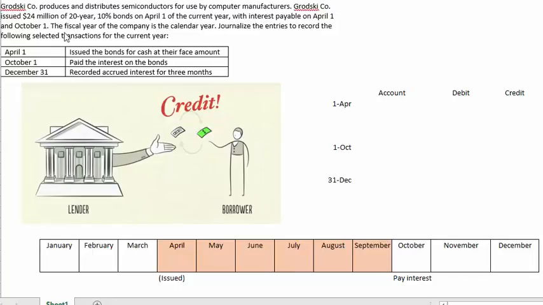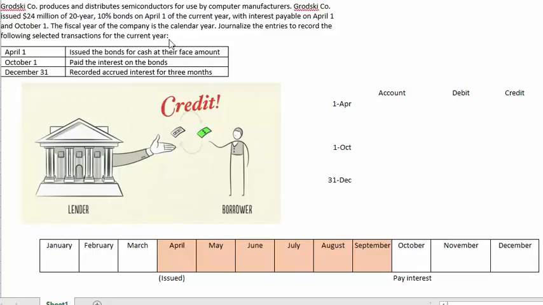So the details of this problem state that it's a $24 million bond. It's a 20-year bond, and it's a 10% bond, and that percentage indicates the size of the interest payments that are due periodically over the life of the bond. They're issued on April 1st of the current year, and they have to pay interest twice a year, semi-annually. That's an important fact because this 10% is an annual interest rate. So when we calculate how much we owe in interest every 6 months, we know we have to base it on a 6-month period and not on an annual percentage.